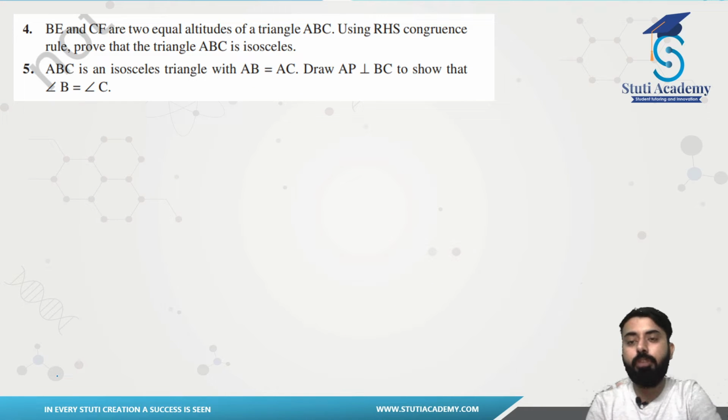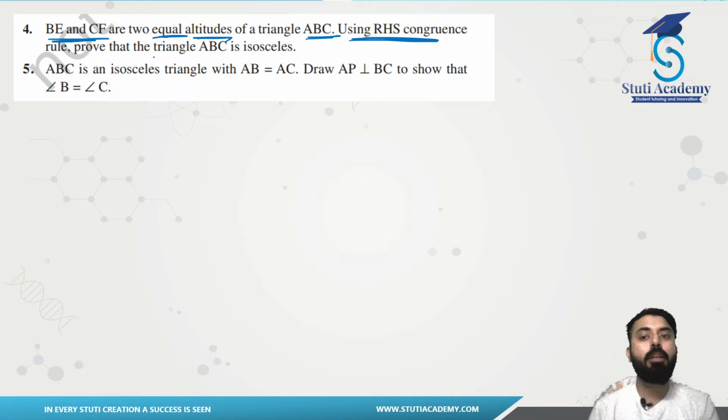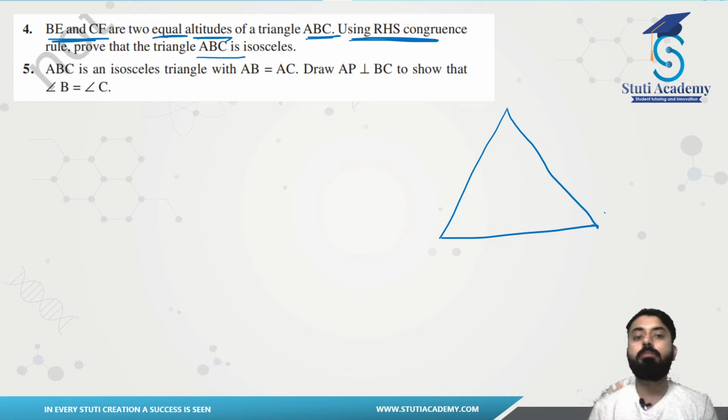We have these two sums with us, and they will be the end of, I guess, exercise 7.4. So we have this question: BE and CF are the two equal altitudes of a triangle ABC. Use the right angle congruency rule to prove that triangle ABC is an isosceles triangle. Now this question is quite similar to the one that you have already understood in your exercise 7.2. Actually, this is your 7.3.